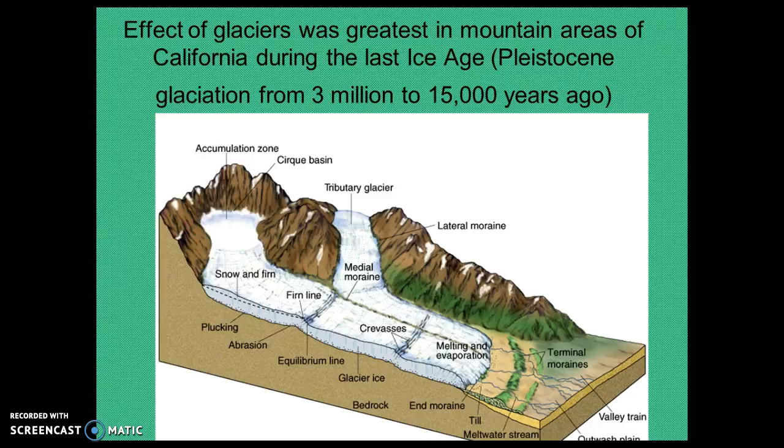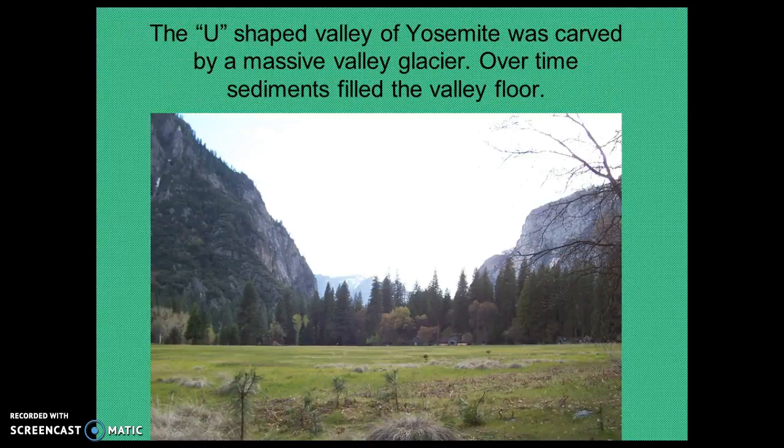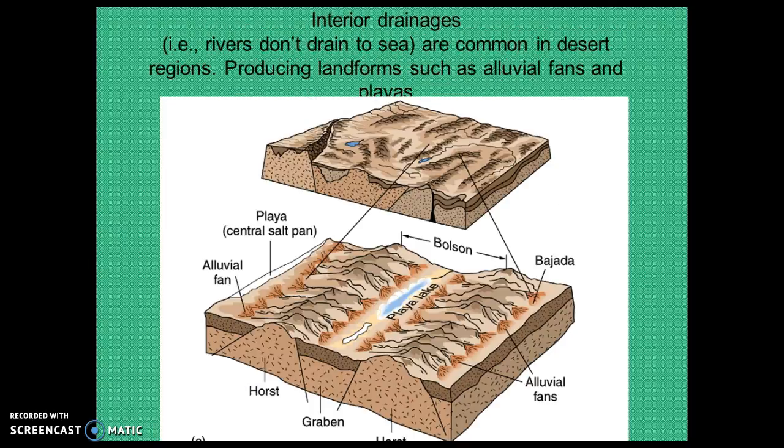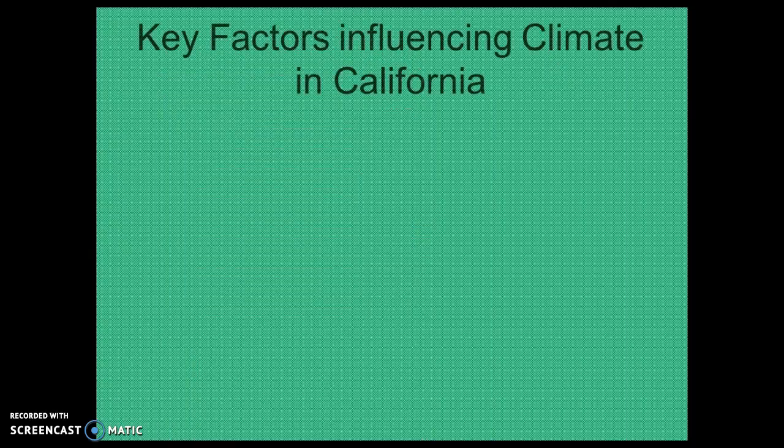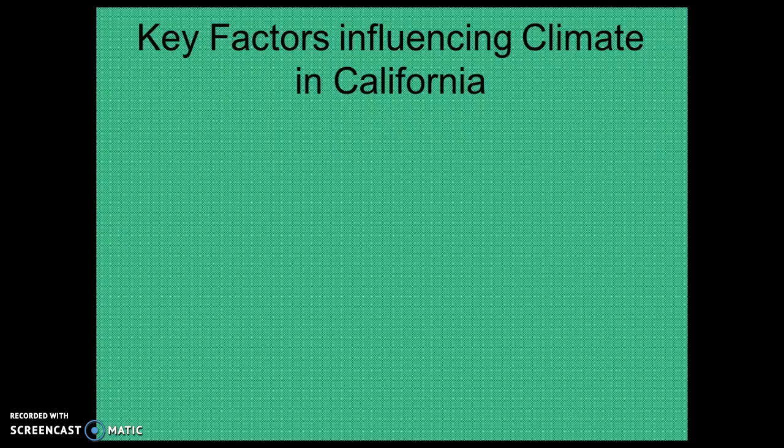Glaciers played a really important role in the state of California, so cirque basins, U-shaped valleys, and so forth, representing the many landforms found in California. Kind of a unique aspect of the desert region, these interior drainages, alluvial fans were the feature that I described. Remember, we had that discussion about Mount Shasta and its vulnerability to landslides and debris flows.